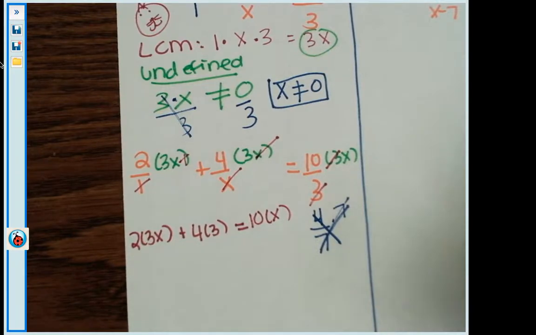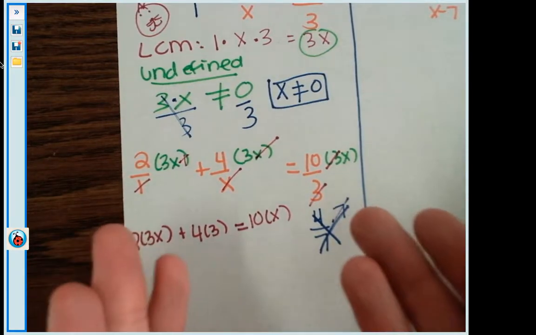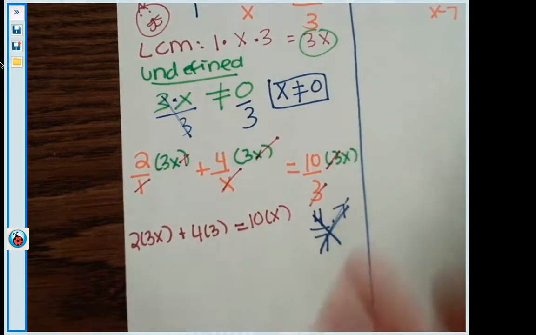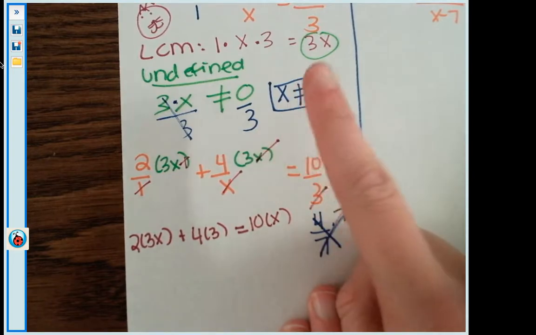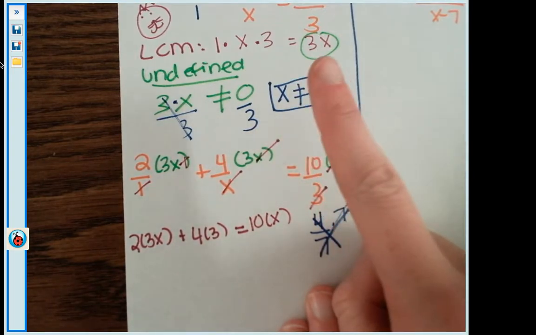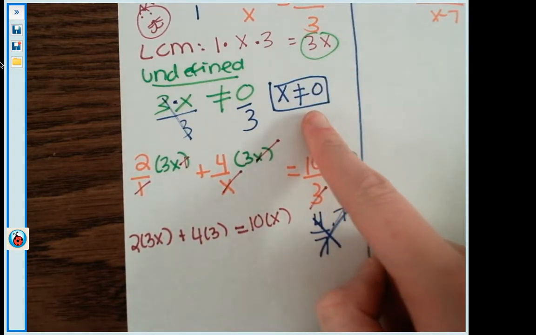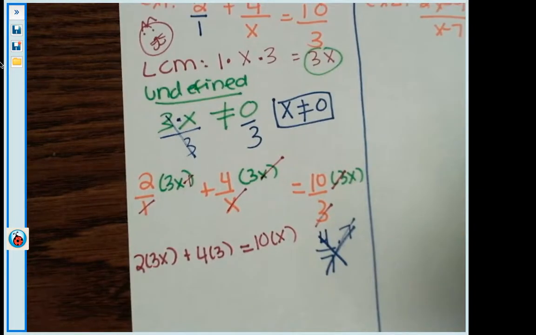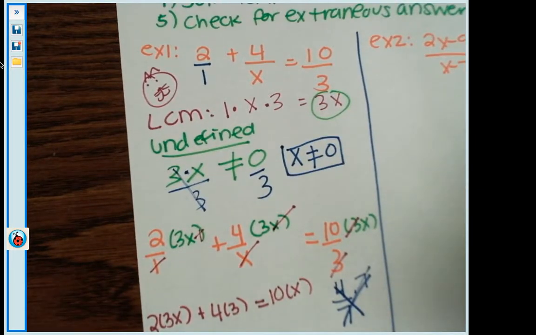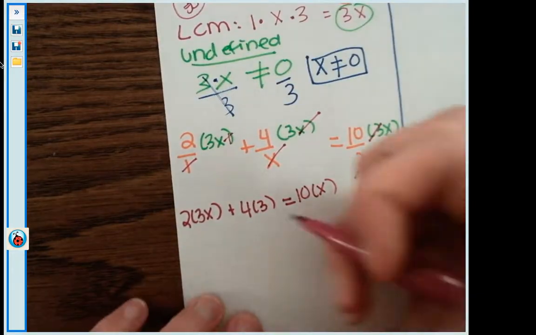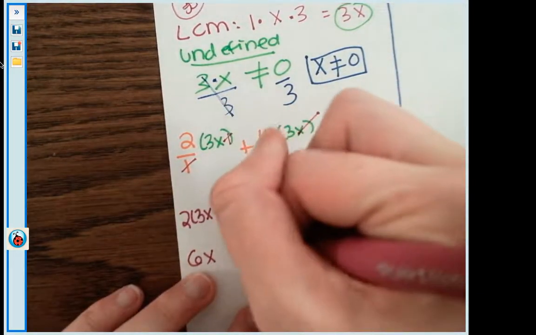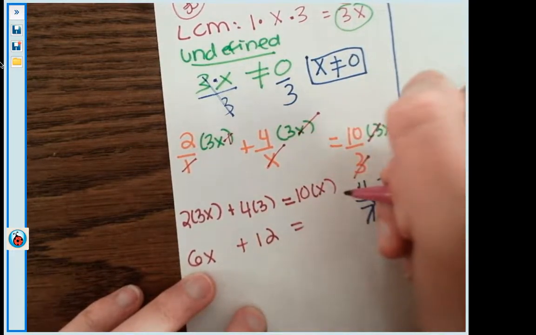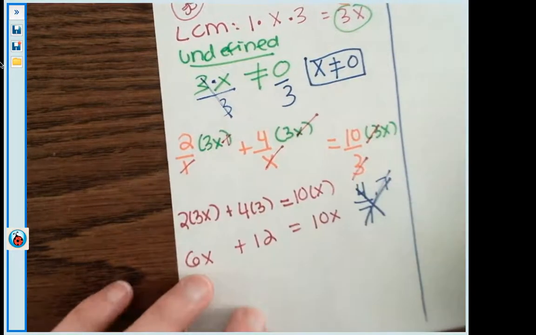So now I just need to multiply and simplify. Guys, if you think you can take it from here, because now we're just solving an equation, go ahead and pause the video and fast forward to the end. But don't forget, our x can't be 0. So if you get 0, remember it's called extraneous. All right, guys, let's solve this thing. So 2 times 3x gives me 6x. 4 times 3 gives me 12, and 10 times x gives me 10x.